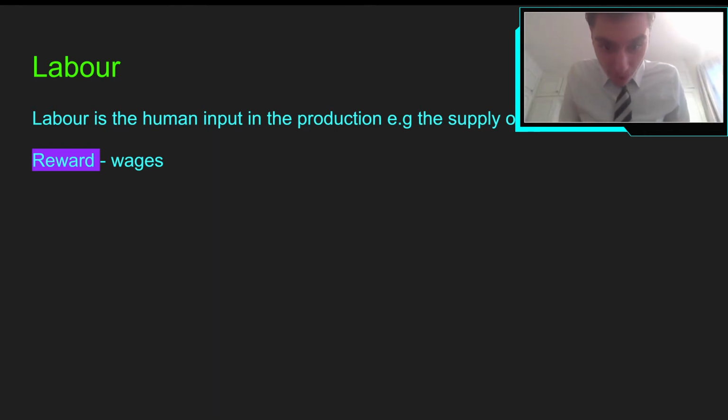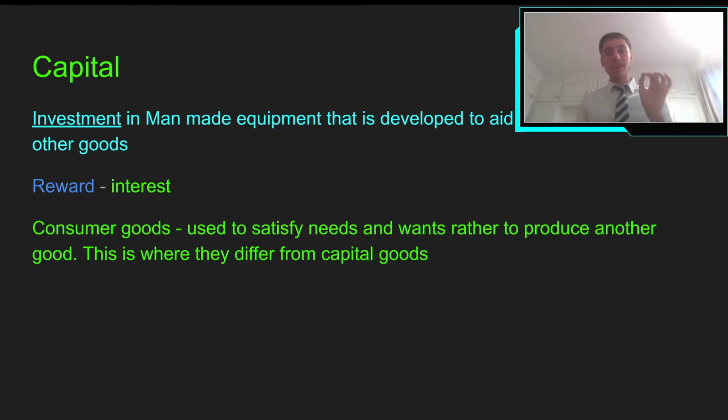Now, we come to this more difficult one, which is capital. Capital has various definitions. If you don't believe me, you can check the net. You can check the revision guides, booklets, wherever you want. However, what I think is the best definition to explain capital is the investment in man-made equipment. Man-made equipment, not the natural resources, because that would count as land. Investment in man-made equipment that is developed to aid the production of other goods.